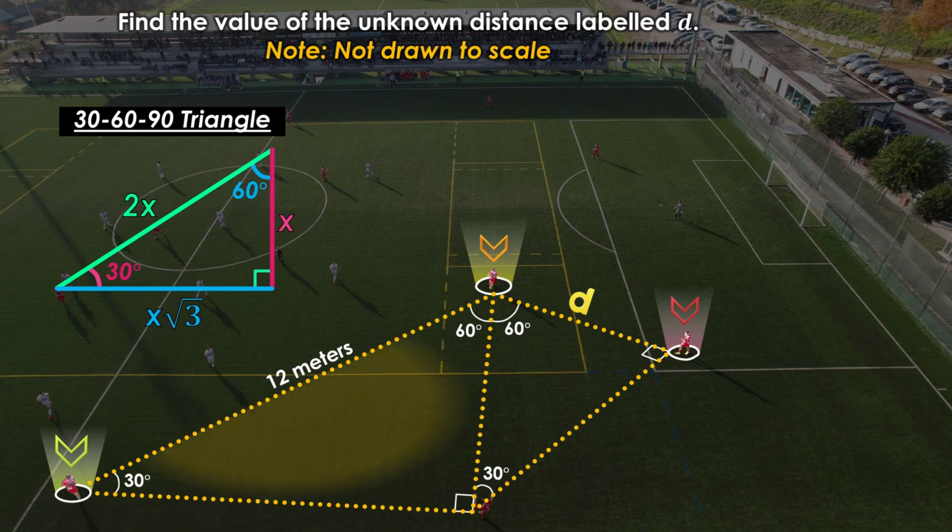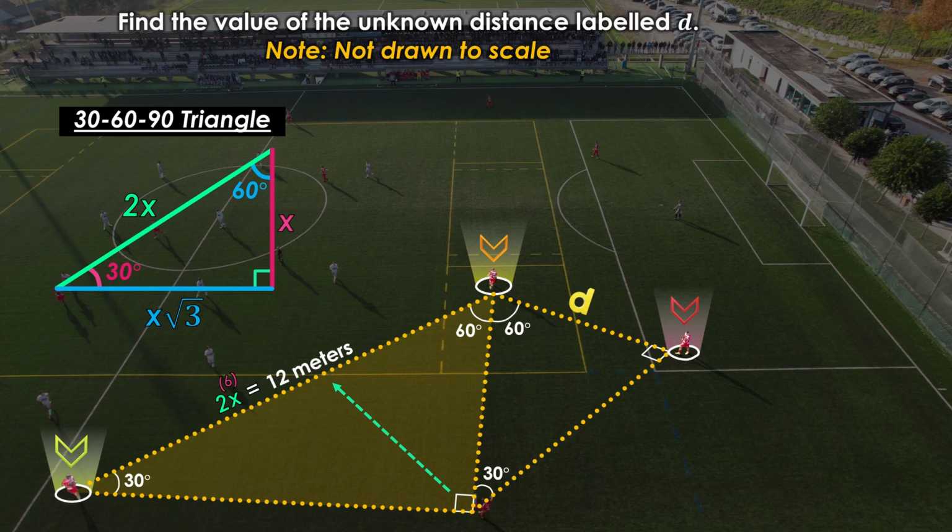Let's start with this triangle first. As you can see, this 12-meter side is opposite the 90-degree angle, which means it corresponds with the 2x side in the template. This means that x must be 6, so that 2 times x gives us 12.